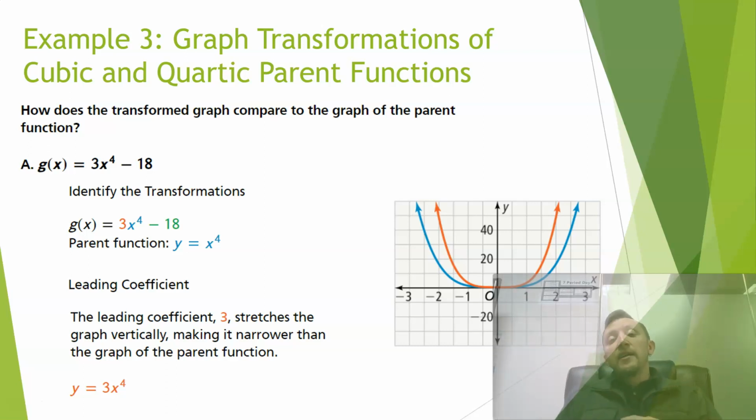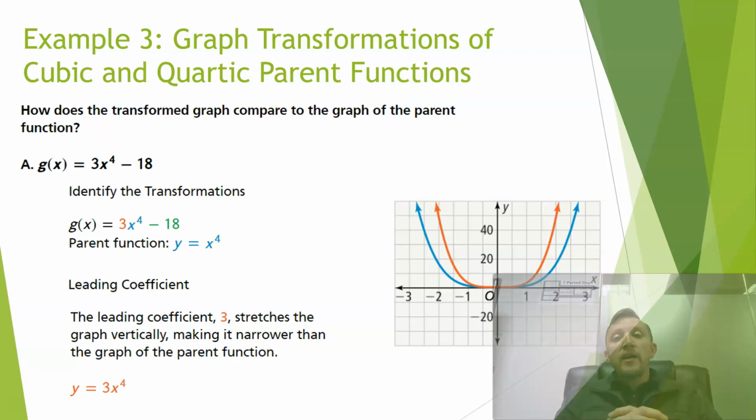The fact that the leading coefficient there is 3, it's going to stretch the graph vertically to be 3 times the size. Okay, making it narrower than the original parent function. Because if you stretch it out 3 times the size, remember the picture gets narrower.